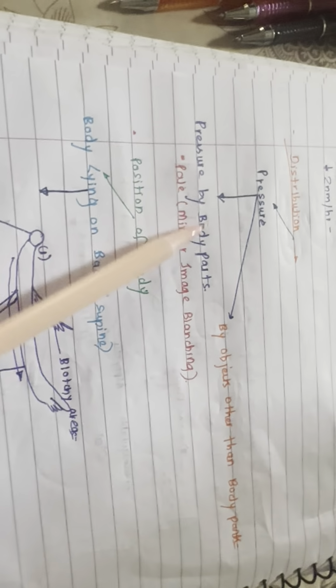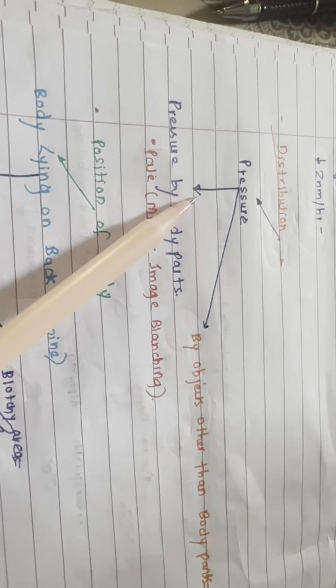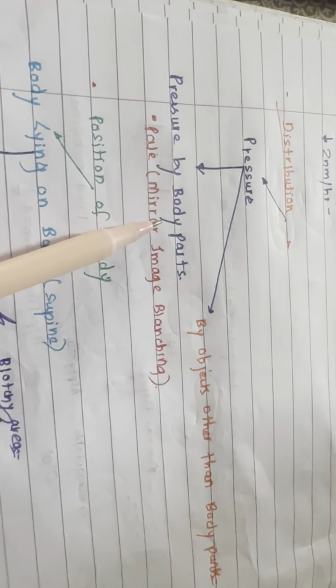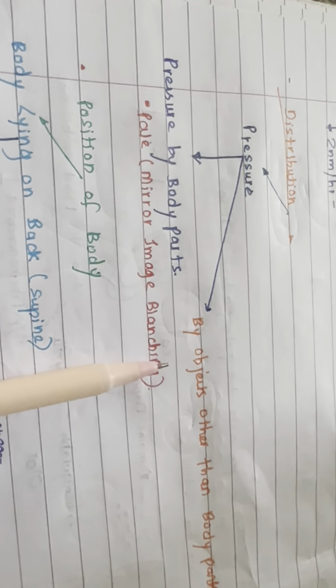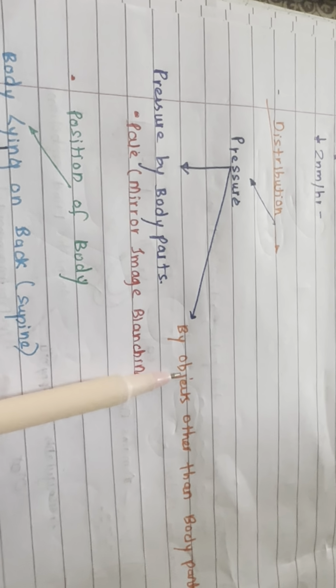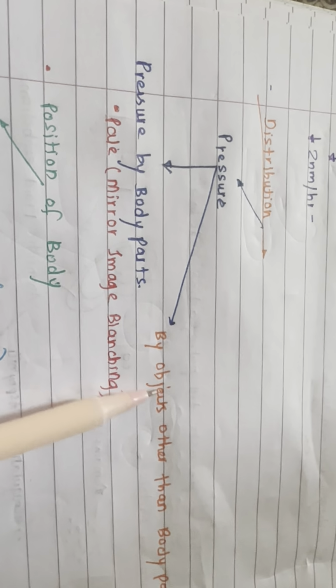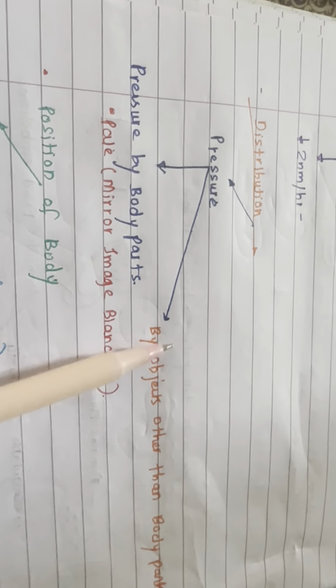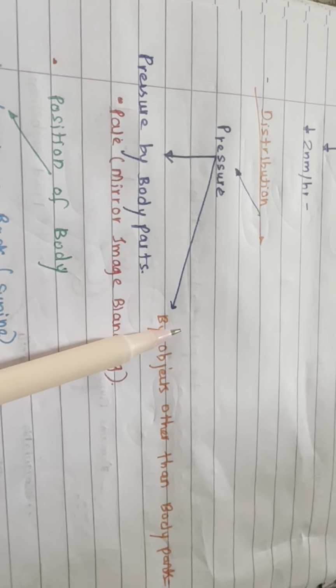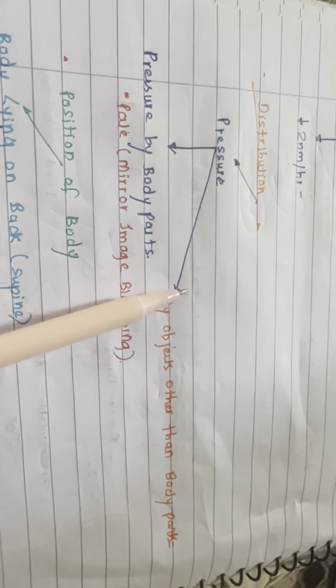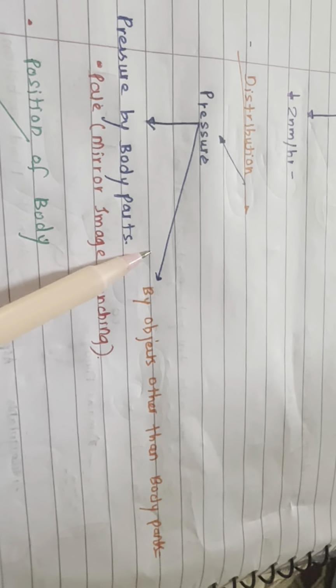Distribution. Pressure: any kind of pressure prevents capillaries from filling up. This can be pressure by body parts, such as pressure of one body area pressing another, for example an upper arm pinned beneath the back. Areas of the body mutually pressing each other would be pale, a mirror imaging, blanching.